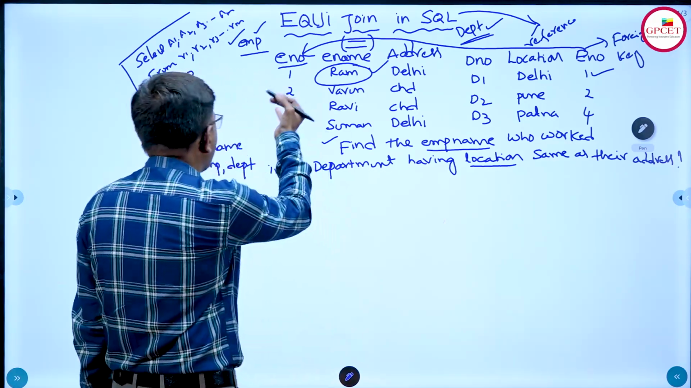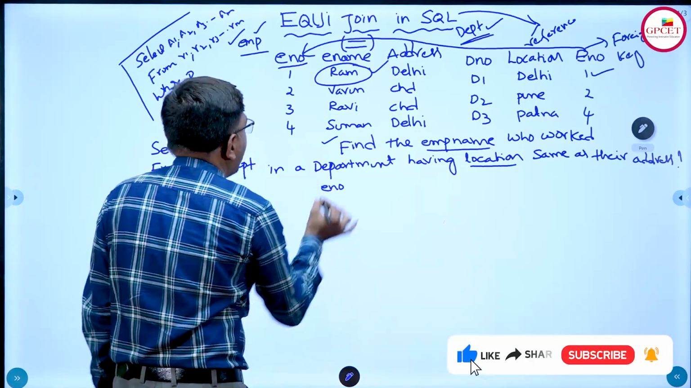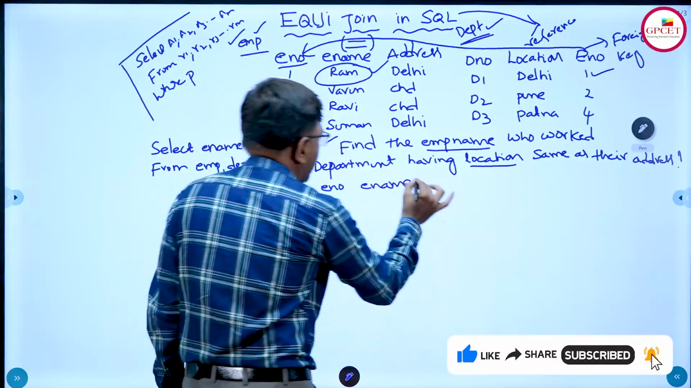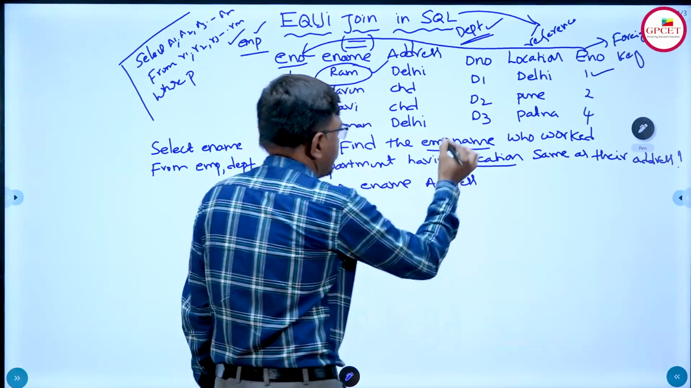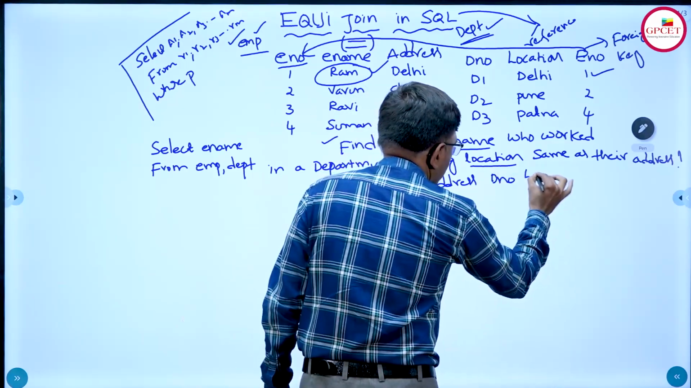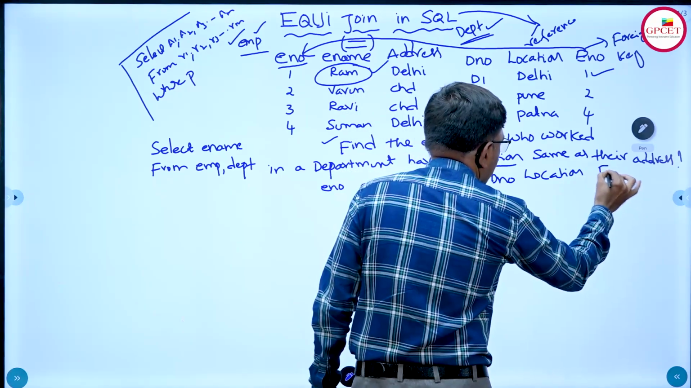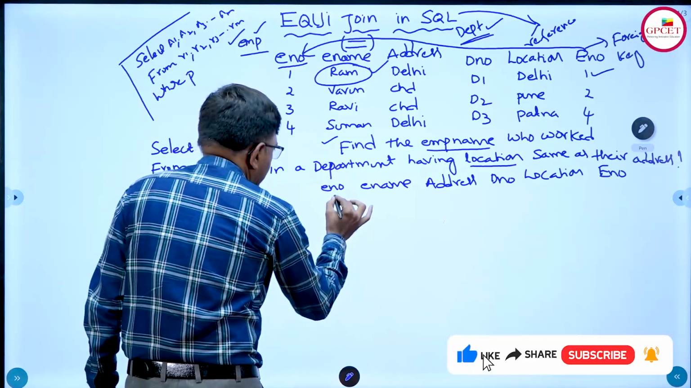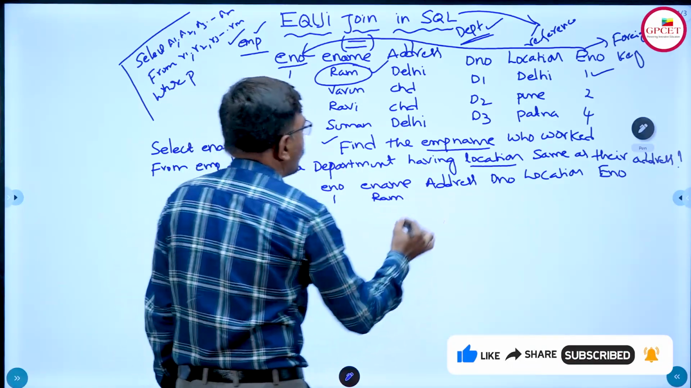Observe here the Cartesian product operation. First, you write employee number, employee name, address, department number, location, employee number. Observe here: 1, RAM, Delhi.